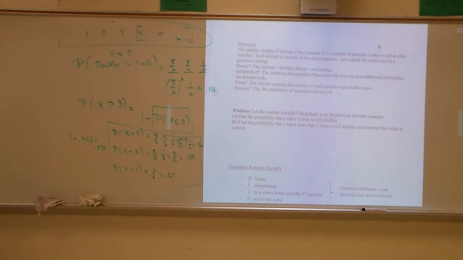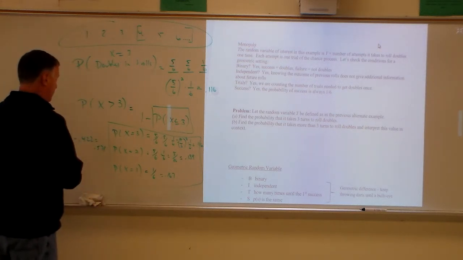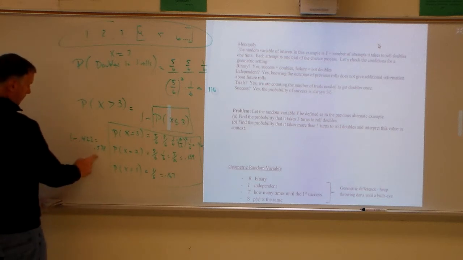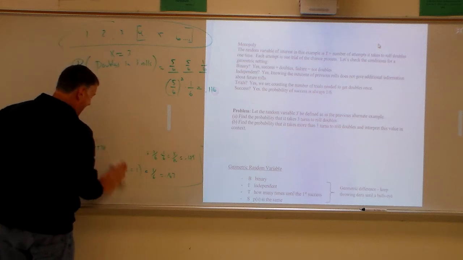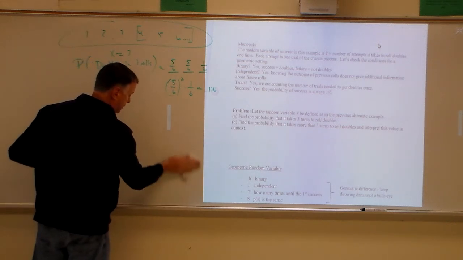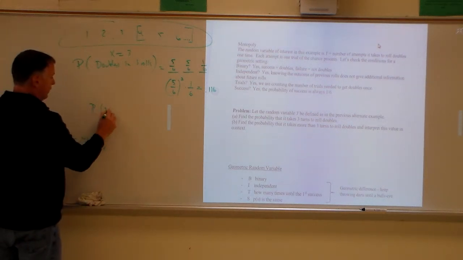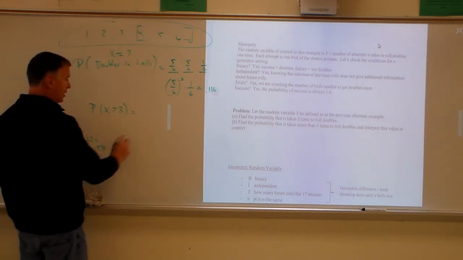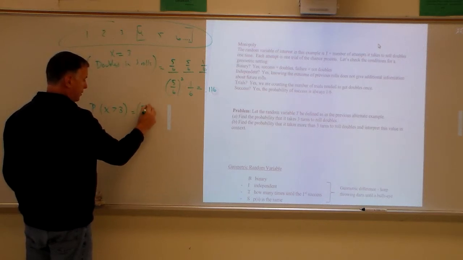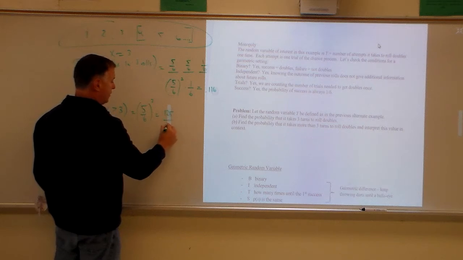Now, there's an alternate solution to that, and I want to show it to you. Okay? You could do it this way. This way makes the most sense to me. In my head, it makes sense. Now, there's an alternate solution where you say P of X is greater than 3. That probability is the failure rate cubed. And watch what happens. This is going to be 125 divided by 216.